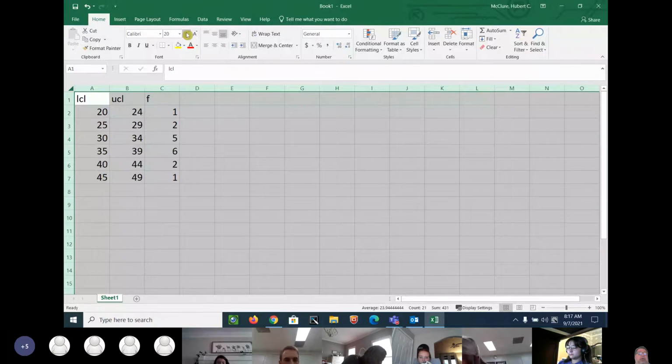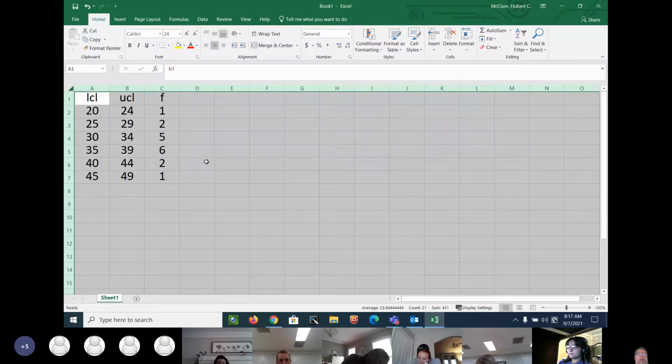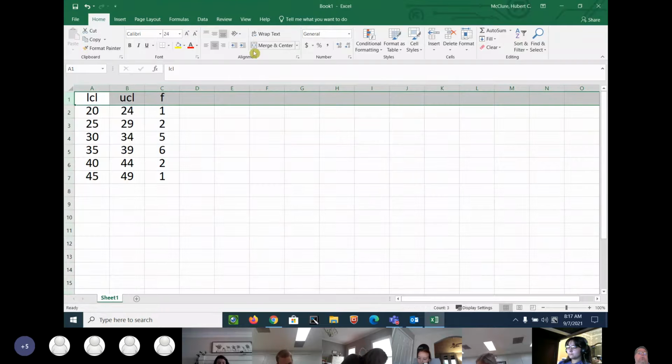Can everybody see those okay? Still not big enough? How about that? Can you see those? That's good. Thank you. And centered. And the top row is bold.